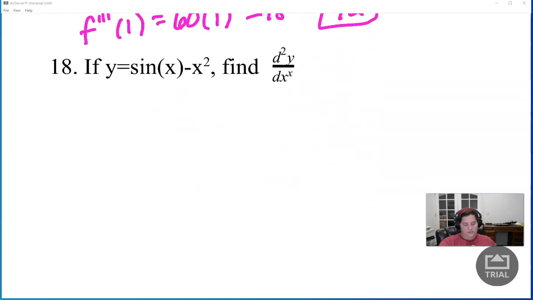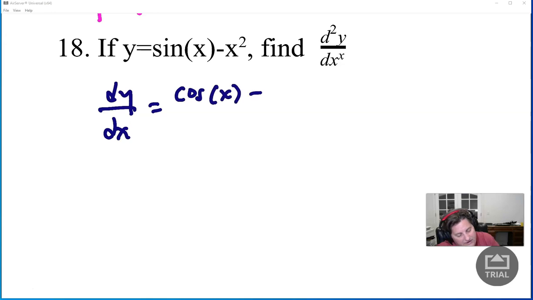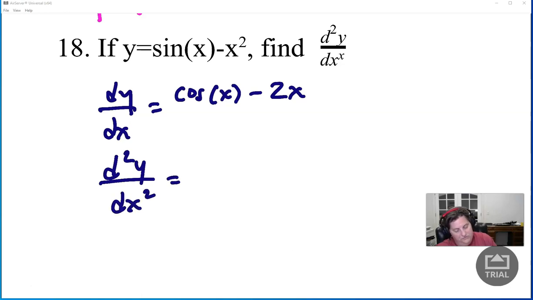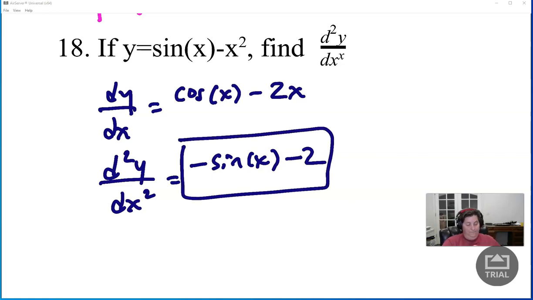All right. Let's see, for 18, I'm doing a second derivative. These ones are getting a little bit easier, thank goodness. All right, dy dx. Derivative of sine is cosine. The derivative of x squared is 2x. d2y dx2, so my second derivative. Derivative of cosine is negative sine. The derivative of negative 2x is negative 2. That's going to be my answer right there.